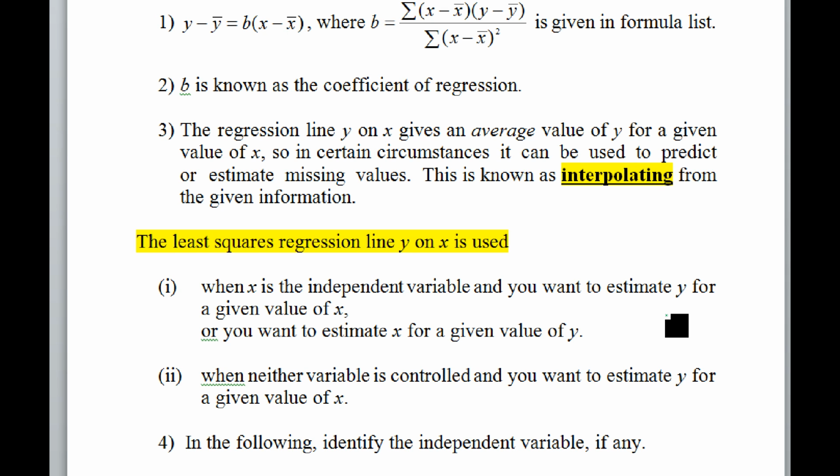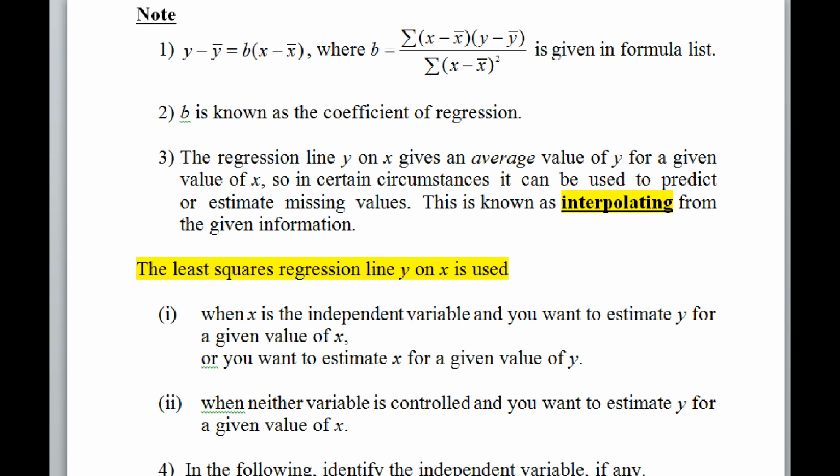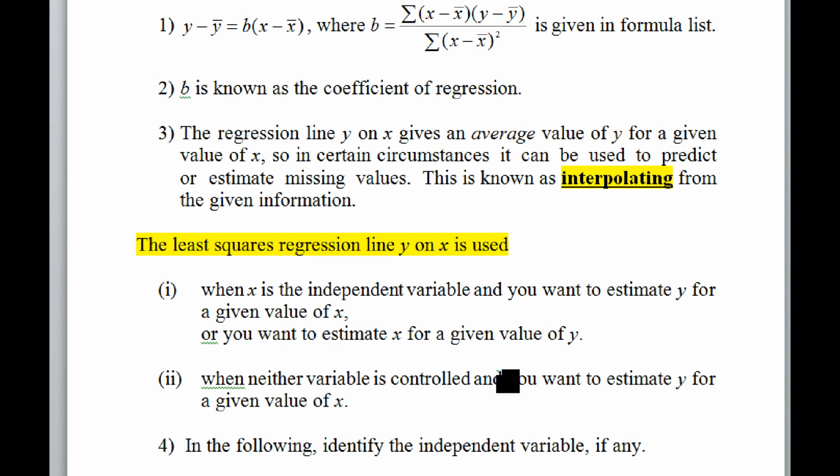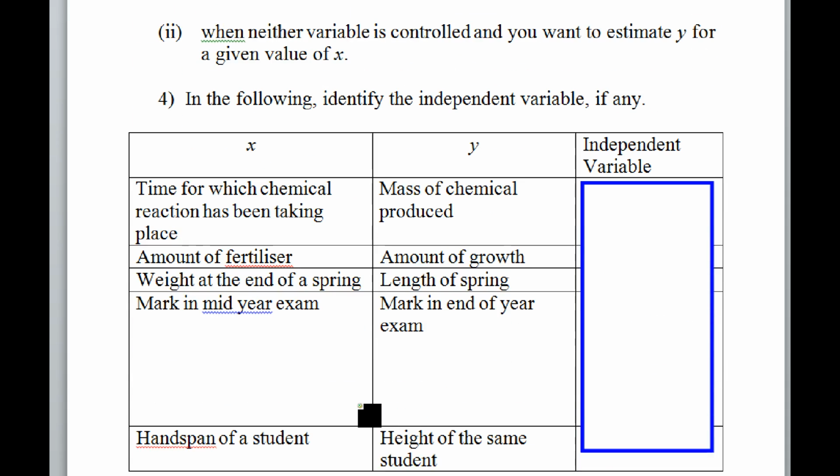But if neither variable is controlled, for example H2 math score and H2 econ score, which one is your x, which is your y, which is independent? Actually no one. If neither variable is controlled and you want to estimate y for a given x, that means if you want to estimate econ score for a given math score, then you use econ score on math. Do you know what I'm trying to say? Okay? Yes? So, after we finish this table, we will have a break.